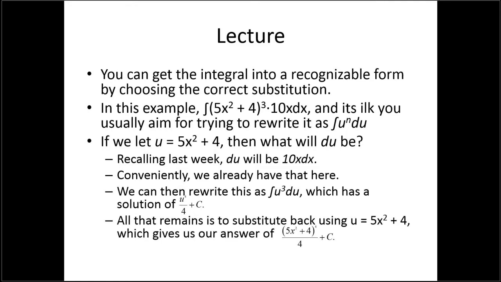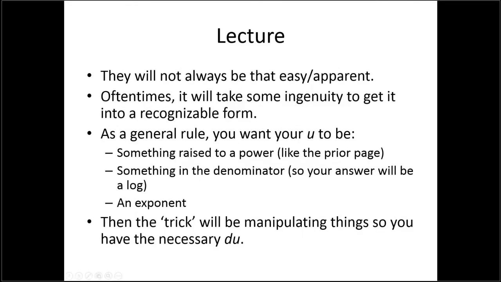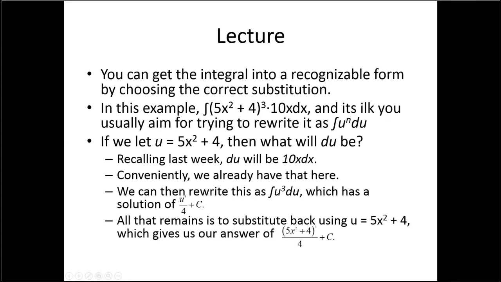If you look at what's here, we have 5x squared plus 4 as our u, and we need our du to be 10x dx, and lo and behold, there is our 10x dx. So if we substitute it in as u equals 5x squared plus 4, what we have is the integral of u cubed du. Take a moment and just make sure you can assure yourself that that's the case.